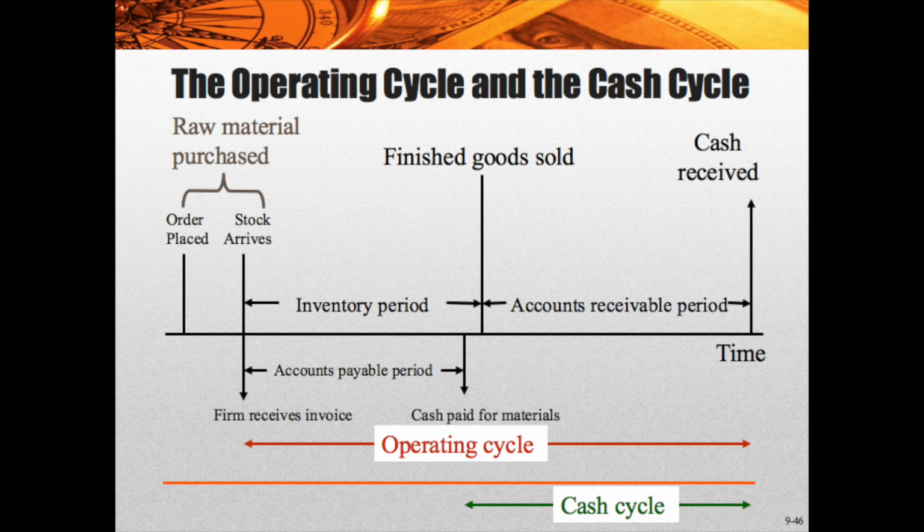Okay, let's talk about the operating cycle. The operating cycle and its cash cycle is shown in this chart. This is an awesome chart. I strongly urge you to remember it for exams and other times when you need to remember what's going on. So if you just read across, we have a system of building something and then selling it. We have raw material purchased, then we have finished goods sold, and then cash received.